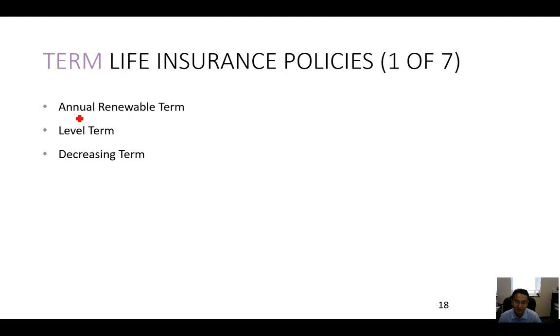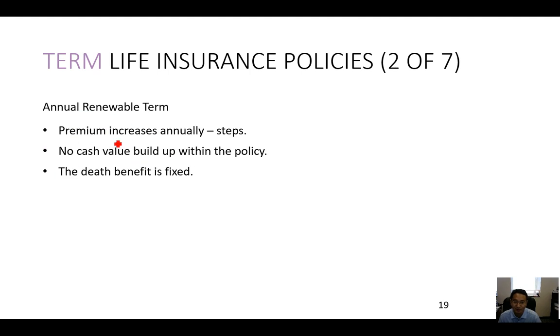Again, policies: annual renewable term, level term, decreasing term. I have level term, just to let you guys know. You can certainly have decreasing term or others. It's just easier to budget, okay?